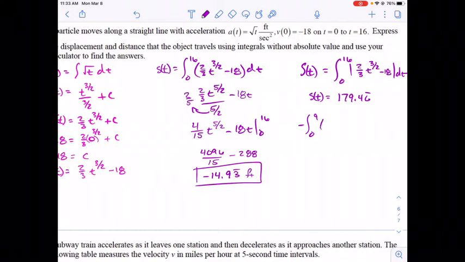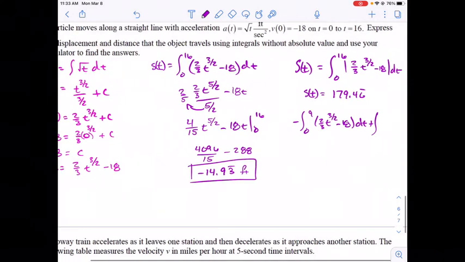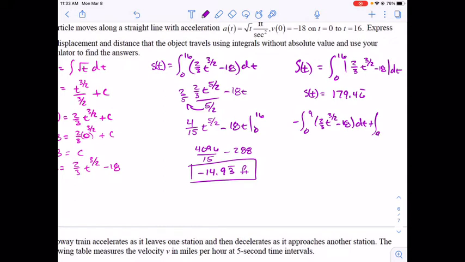And this becomes the integral of 2/3 t to the 3/2 minus 18 dt. And then we're going to add the integral here, and this becomes from 9 to 16 of our velocity function here. So just to save room to write, put the velocity function that we have, dt.